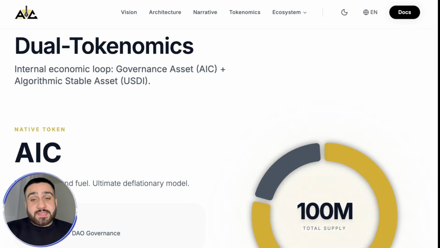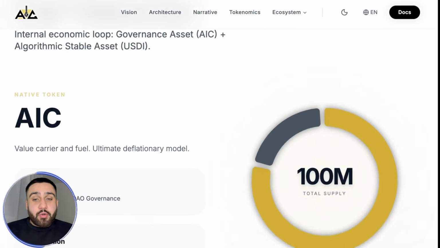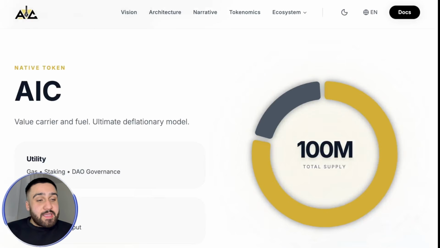The platform uses a dual token model. You can see the AIC token is used for gas fees, staking, and governance.